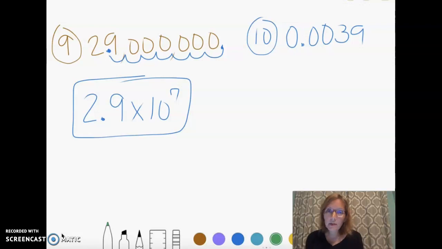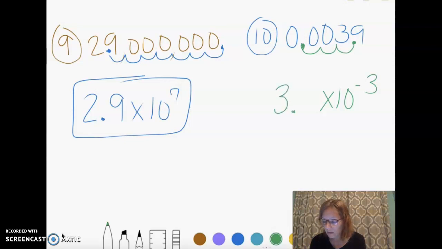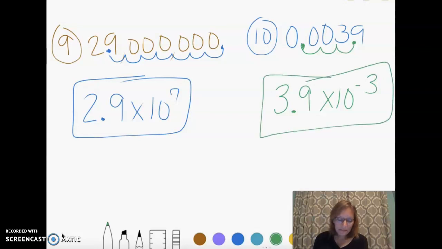So the next one, I'm starting with a very small number, a decimal. So I'm going to have a negative exponent on my 10. That means I'm going to take this decimal here and move it till it's between these two numbers that are not zeros. Okay? And then I'm going to count how many hops I made. 1, 2, 3. So it's going to be to the negative 3rd power. And then I'm just writing the numbers that are not 0 with my new decimal place. All right?